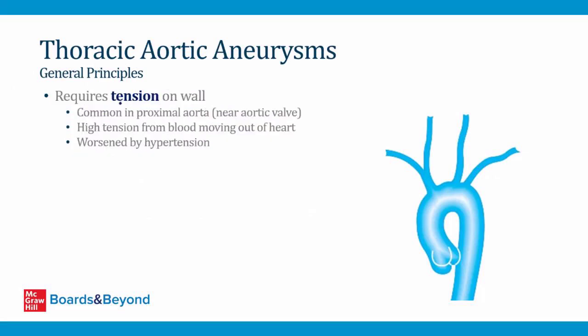You should also be aware that tension on the wall of the aorta contributes to the development of aneurysms, and there's a lot of tension in the proximal aorta right here. Blood is expelled from the left ventricle and pushed forcefully into this area. That puts tension and pressure on the walls. This is worse if the patient has hypertension. So these are all reasons why you commonly see thoracic aortic aneurysms in this region here.